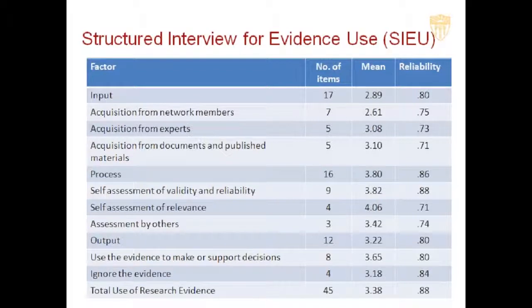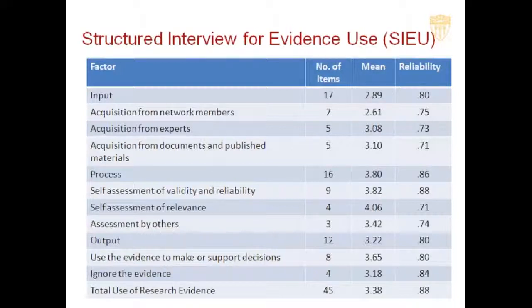The process subscale also has three dimensions: the self-assessment of the validity and reliability of the information that's obtained, the self-assessment of the relevance, or the reliance on other people to tell the individual whether the information is valid and reliable. And then finally, the output measure, where people either use the evidence to make or support decisions that have already been made, or to ignore it altogether.